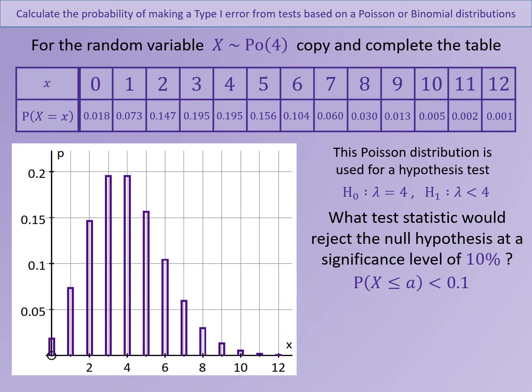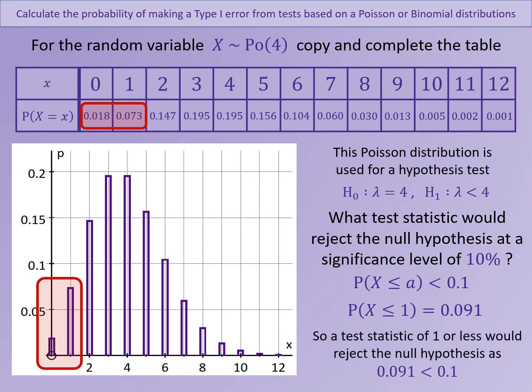So we're going to go along and add up the probabilities until we get to a value just below 0.1. We can see here that the probabilities of x being 0 and 1 together add to 0.091, which is just below 0.1. If we were to add on the probability of x being 2, this would then take us above 0.1. So because the probability x is less than or equal to 1 is 0.091, we can say that a test statistic of 1 or less would reject the null hypothesis because 0.091 is just below 0.1.